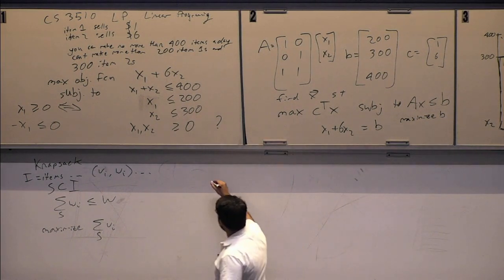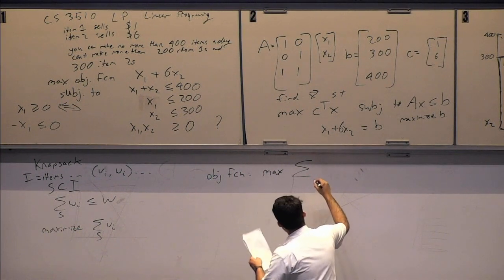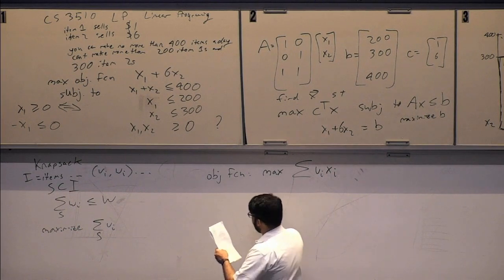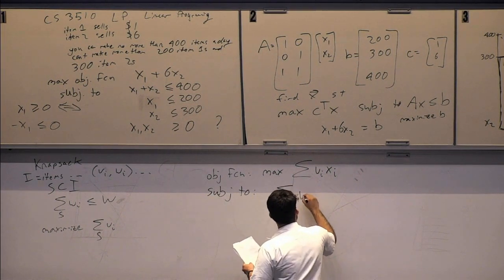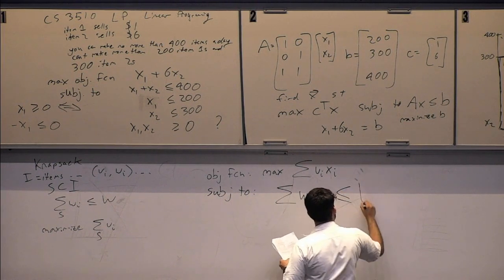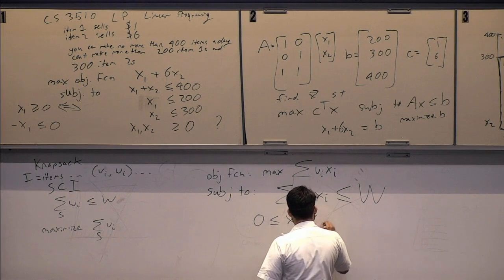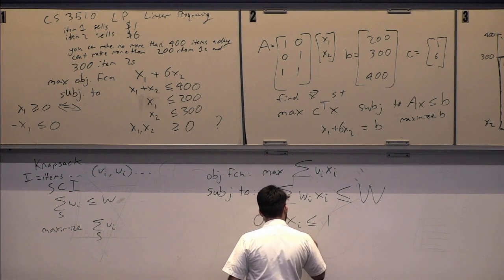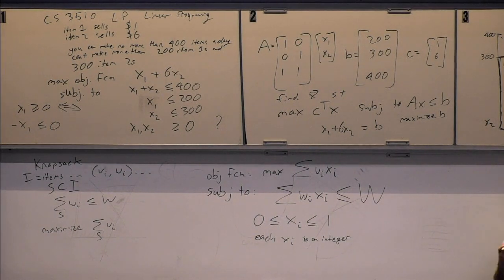What does it look like? Your objective function is to maximize the sum of V_i x_i, subject to just one constraint, which is that the sum of W_i x_i is less than or equal to some large W. Each x_i is between 0 and 1. And each x_i is an integer, a whole number, not a real decimal. We want not fractional knapsack, we want whole knapsack. We'll talk about that sentence, each x_i is an integer, in a second. For now, convince yourself that this is an LP in almost standard form for knapsack.